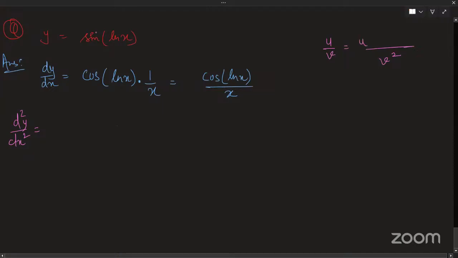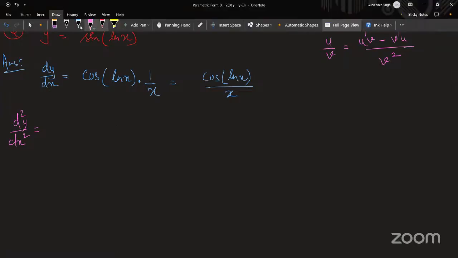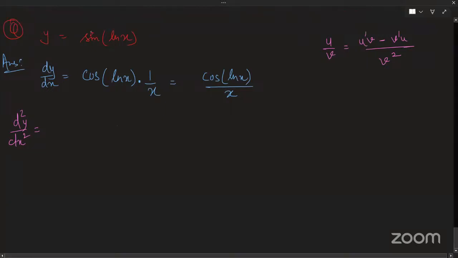First term derivative, second term constant, and minus, second term derivative into first term constant. Great, correct. So over here you will need the derivative of both your numerator and your denominator. So can you just tell me what is the value of u dash? What will be your derivative of the top?